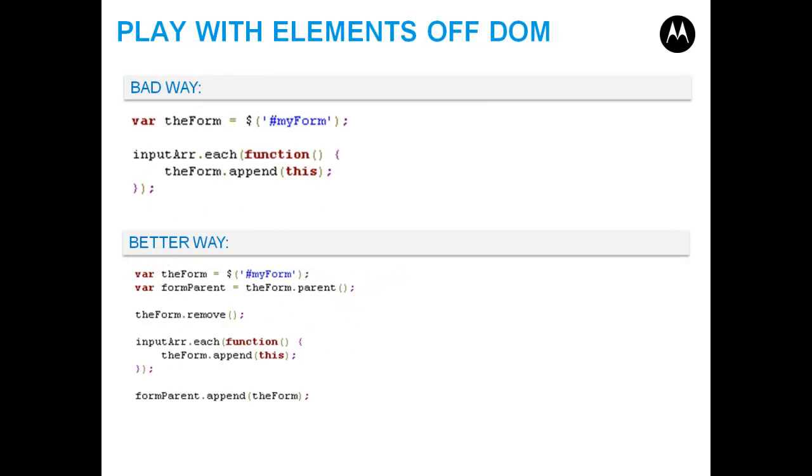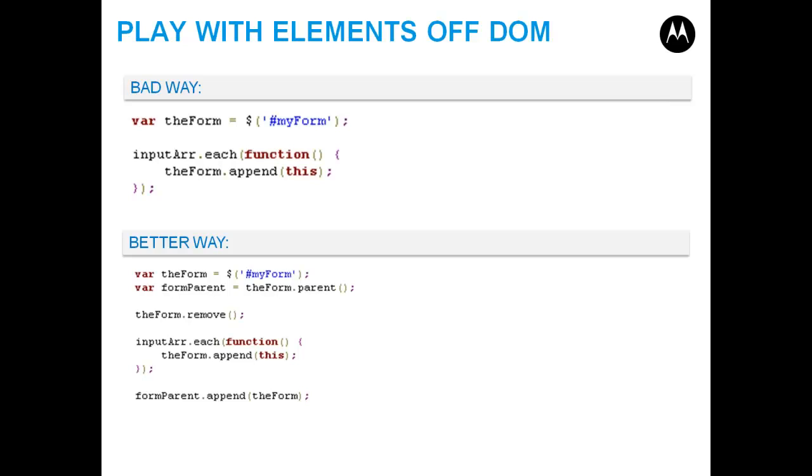All right, so here's another way of offline DOM manipulation. A bad way is, let's say you're building a form dynamically. You have an input array of the names of the input fields that you want to populate the form with. One thing you might do is go through each and append to the form a new input control. That's a bad way. Like I said, every time you add things to the DOM, it's going to trigger that reflow.